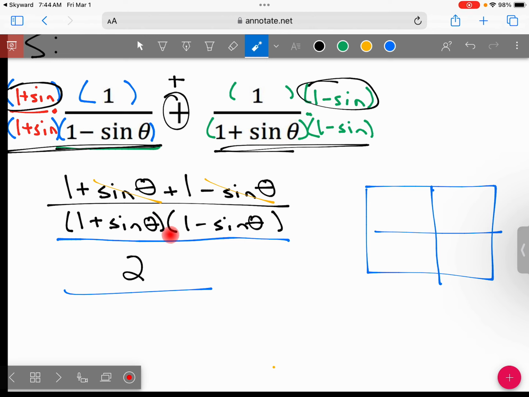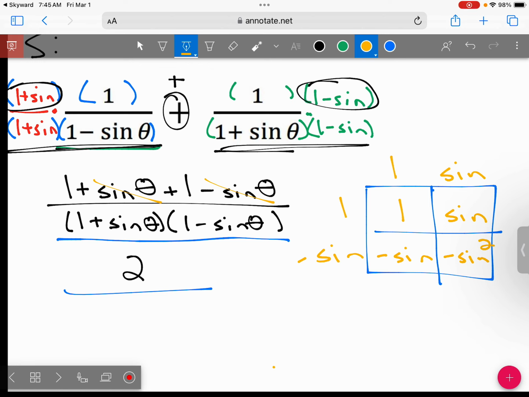We cannot just multiply these terms together because there is addition and there is subtraction. This is a box multiplication problem. The way this would box out is you would have a 1 and a positive sine and a 1 and a negative sine. We would have positive 1 and positive sine. We would have negative sine and negative sine squared.